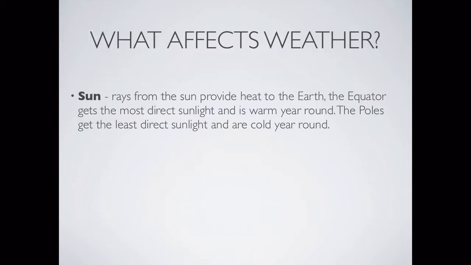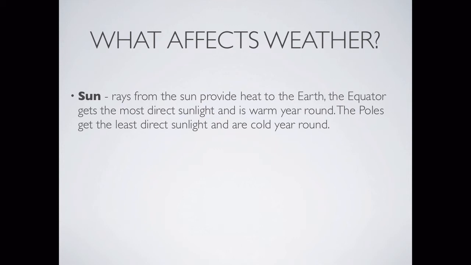The things that affect weather. The sun has a huge impact on weather and climate. The rays of the sun provide heat to the earth. The equator gets the most direct sunlight, and so it's warm all year round. The poles, once again, I mean the north and south poles, get the least direct sunlight because of the way the earth is curved, and so they're cold year round.